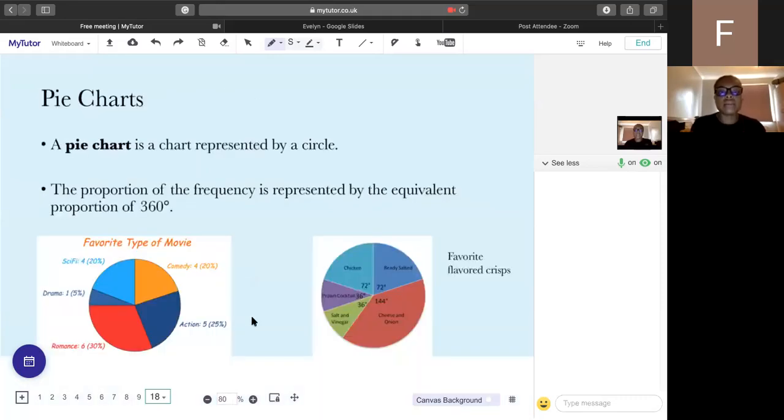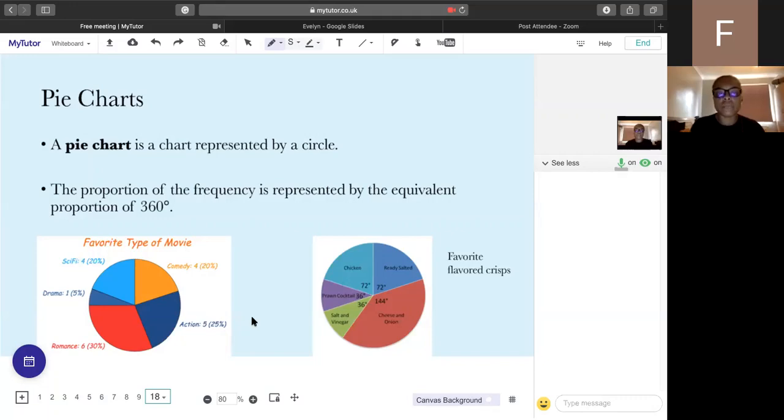So the next one that we're going on to now is pie charts. Now pie charts, quite a common question that they ask in the exam. So I would bear in mind, really try and work on pie charts if it is something that you struggle with, because it comes up a lot in past paper exams as well.